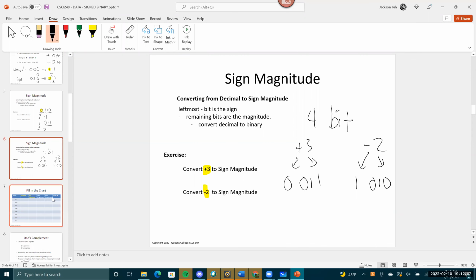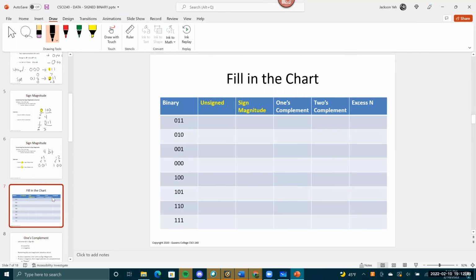So now what I would like you to do is an exercise to fill out this whole chart for this class. Let's start off with binary. You have these 8 binary values, right?